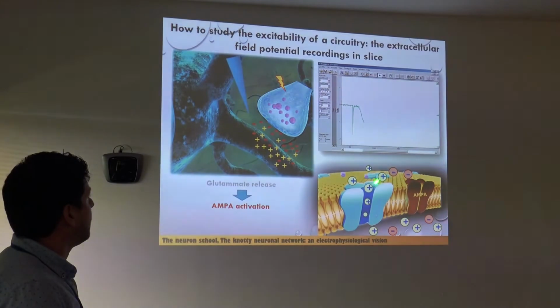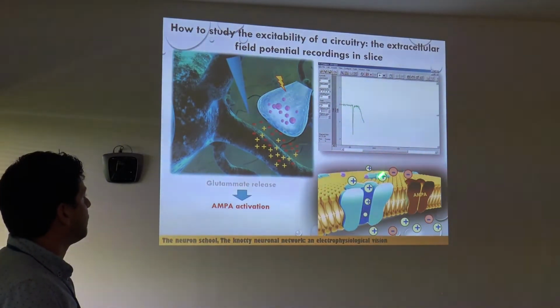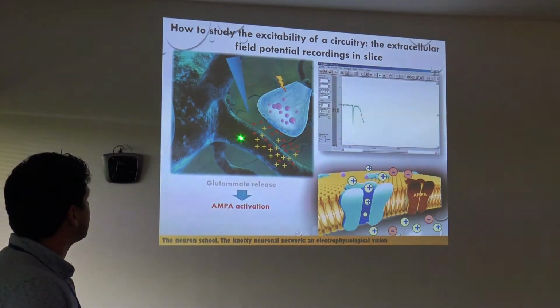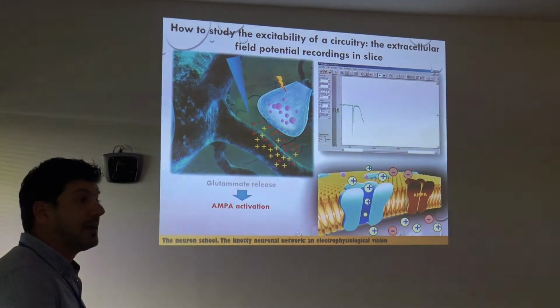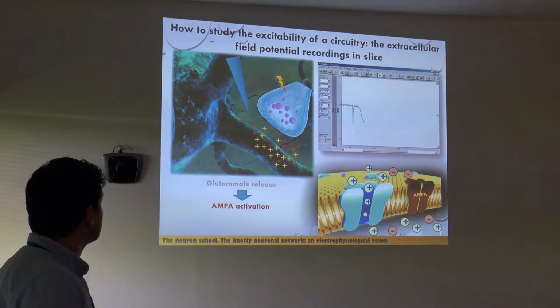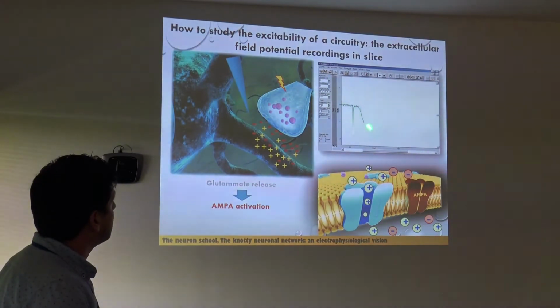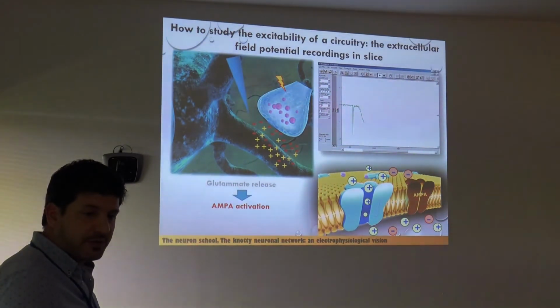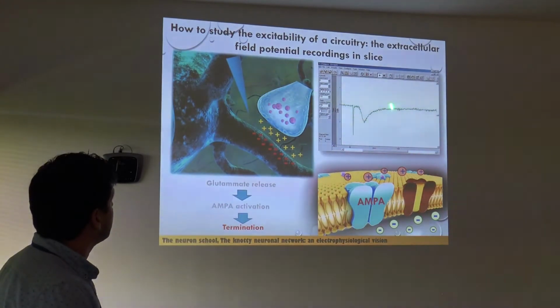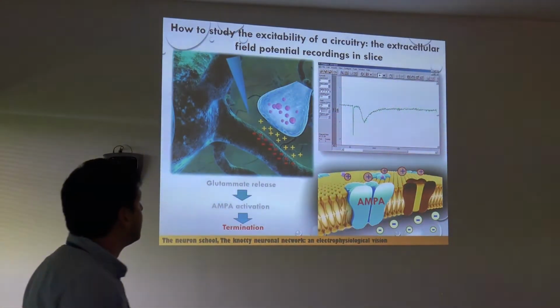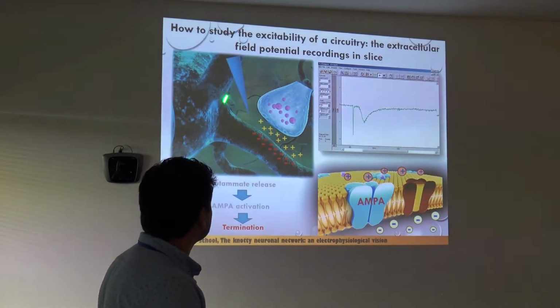AMPA receptors allow the inflow of positive current, sodium current. If you have an increase in positive current inside the neuron, you have a large amount of negative current that remains outside. Okay? So your electrode, which is still outside, measures the negative deflection of your recording. And then you have the termination of your signal. Okay? This is a typical field potential recording from outside the neuron.